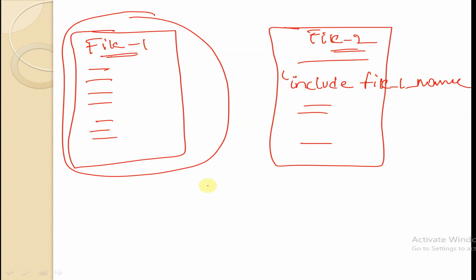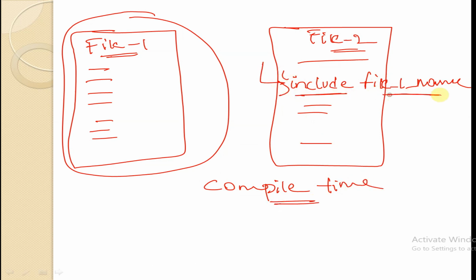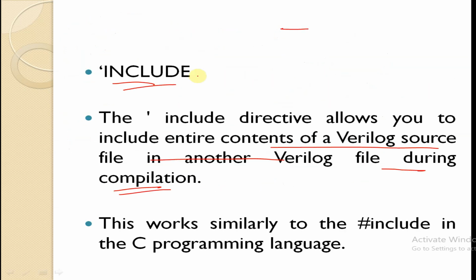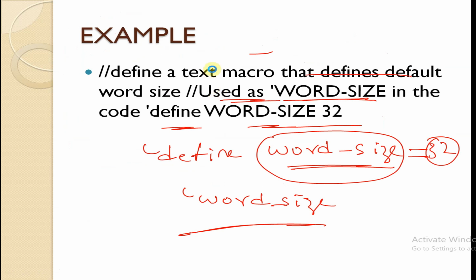So what happens during the compile time, our compiler will come to this step and it will see this tick include file 1 name, and it will go and search for file 1, and this will combine file 1 and file 2. So instead of writing the entire file 1 code in our file 2, we can simply use tick include file 1 name, and we can use it. So this is how our compiler directives are used.